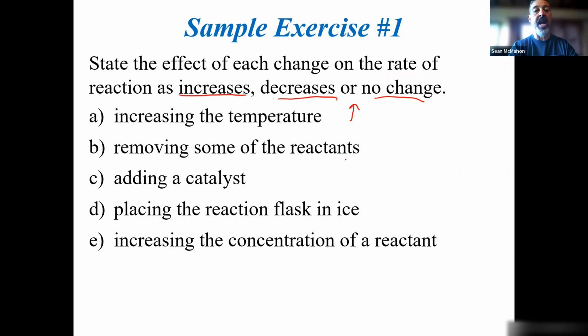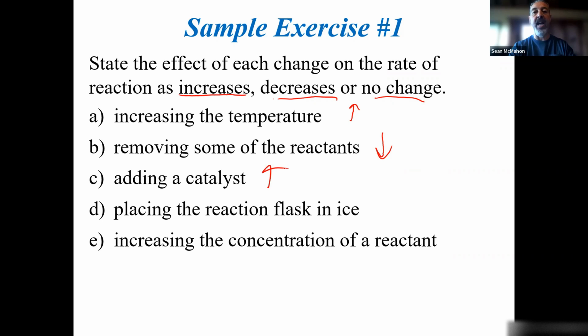Removing some of the reactants. Well, if I decrease the concentration of reactants, I have fewer particles. If I have fewer particles, there's fewer collisions. If I have fewer collisions, this is going to decrease my reaction rate because there's fewer collisions. Adding a catalyst always speeds up your reaction.